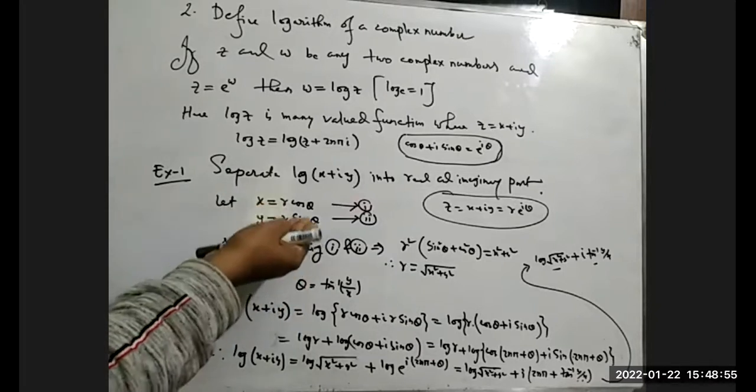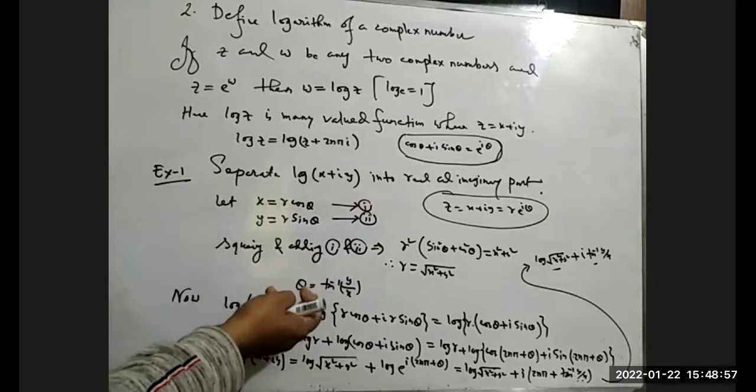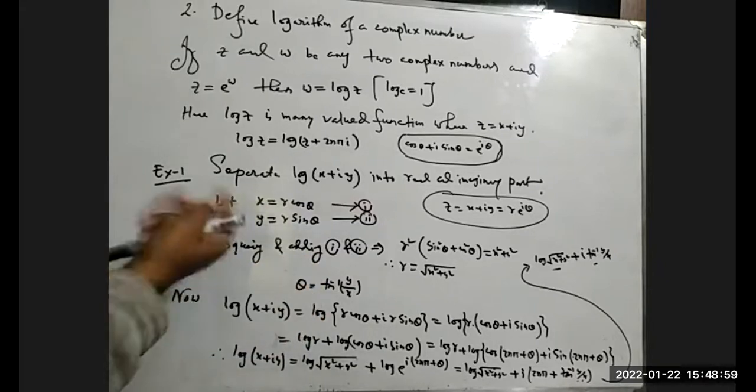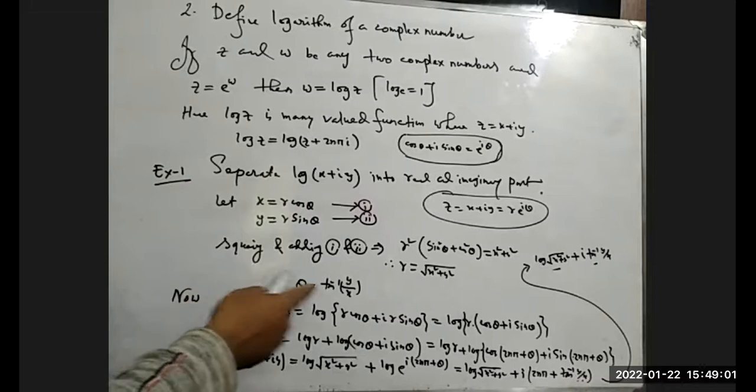আর 2 নম্বর সমীকরণকে 1 নম্বর সমীকরণ দিয়ে ভাগ করলে আমরা কিন্তু এটা পাই। tan theta equals y by x পাবো। Then theta equals tan inverse y by x.